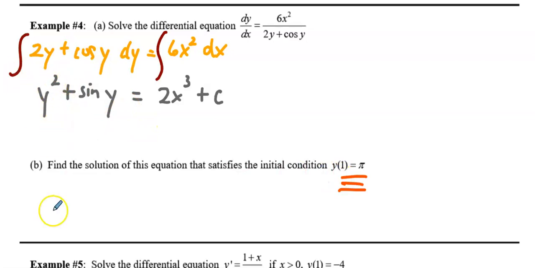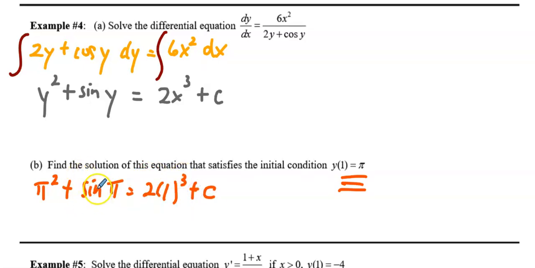So when y equals pi, because again, I don't want to manipulate this. I want to just be able to figure out what's going on with it. So y squared, sine of y squared, pi squared, and then we get sine of pi is equal to 2 times 1 cubed plus c. Well, the sine of pi is just 0, right? So that's 0. So I'm going to get pi squared, pardon me, and then this is going to be 2. So I'm going to get that c is going to be equal to pi squared minus 2.